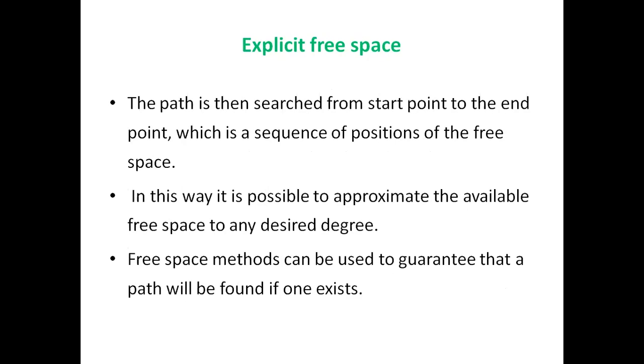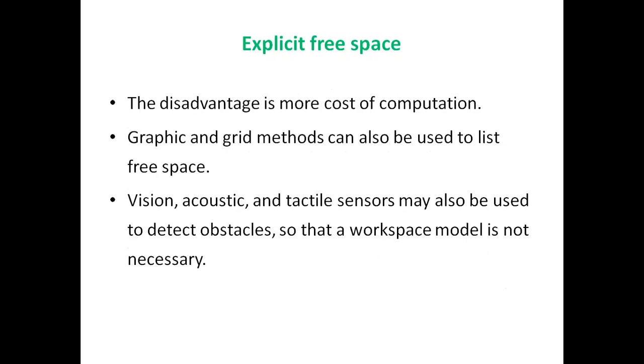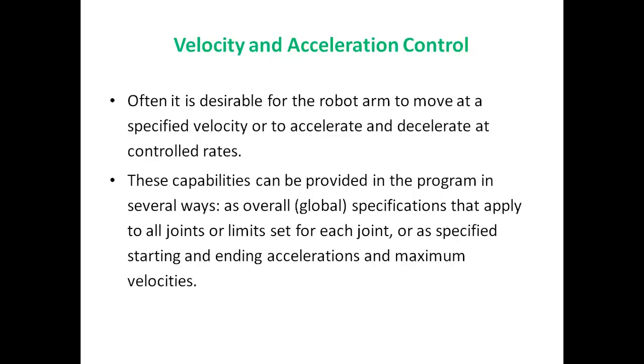The path is then searched from the start point to the end point, which is a sequence of positions in the free space. In this way, it is possible to approximate the available free space to any desired degree. So this method can be used to guarantee that the path will be found if one exists. The disadvantage is the higher cost of computation. We'll have a graph and grid method which can be used in this free space. Vision, acoustic, and tactile sensors may also be used to detect obstacles so that the workspace model is not applicable.